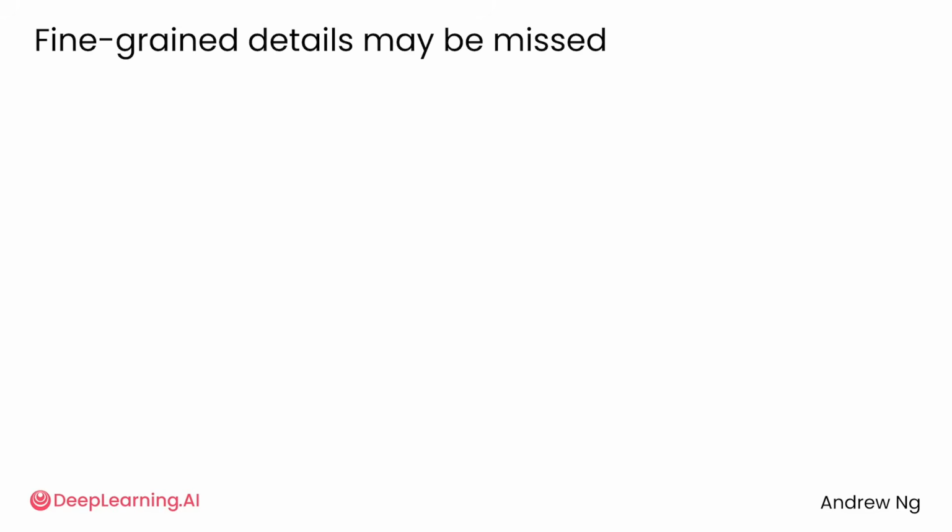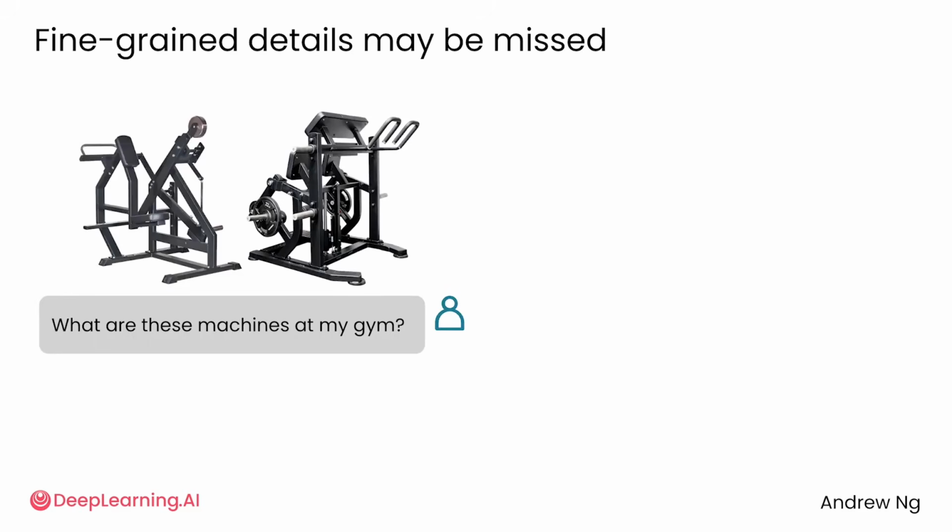One weakness of AI models in terms of how they look at images is they tend to look at the coarse image, but may miss fine-grained details. So for example, if you upload this picture to an AI model and ask, what are these machines at my gym?